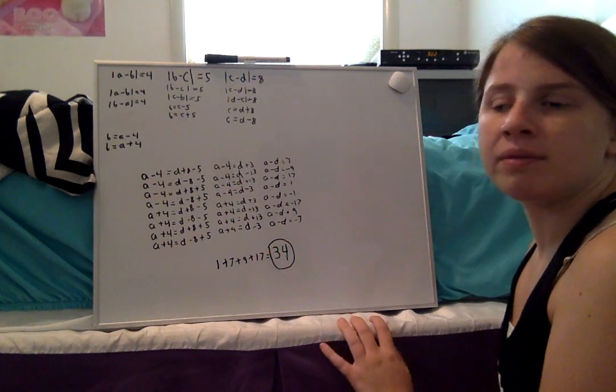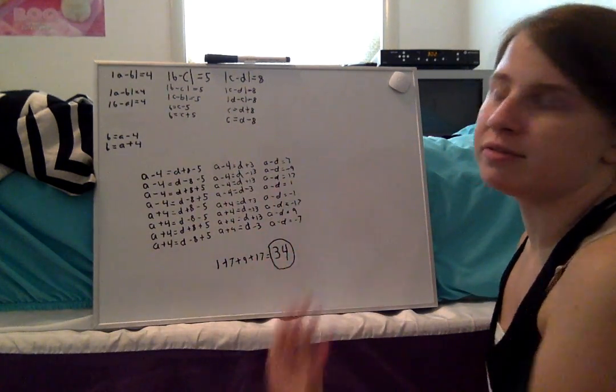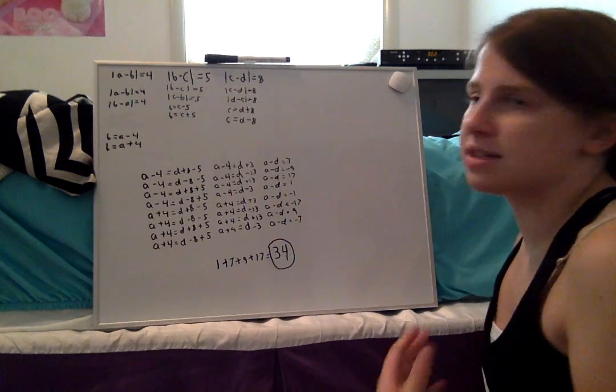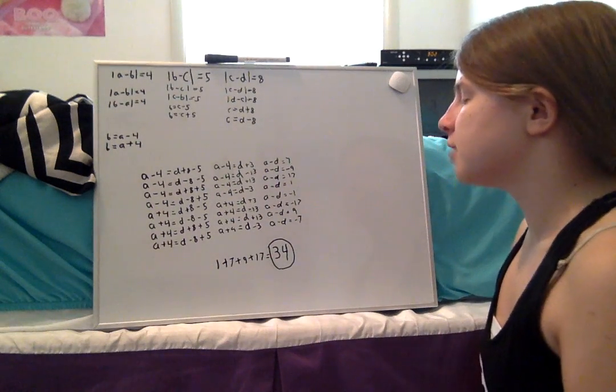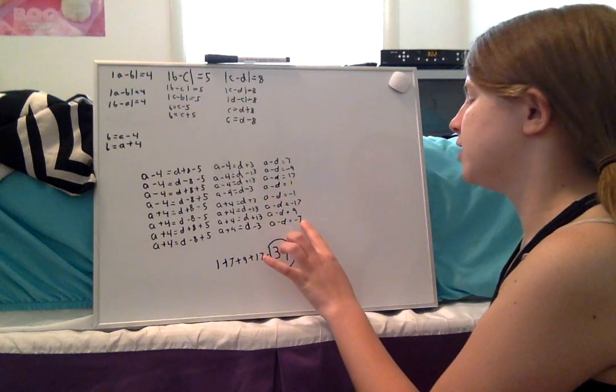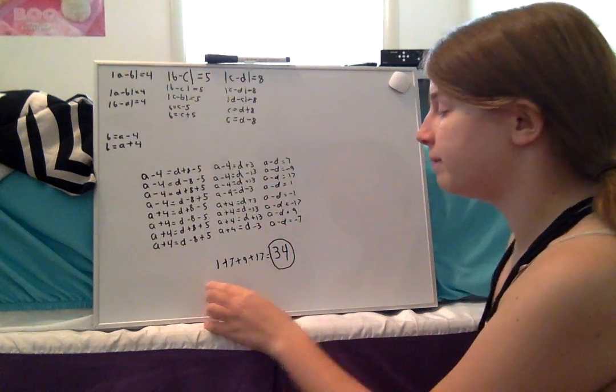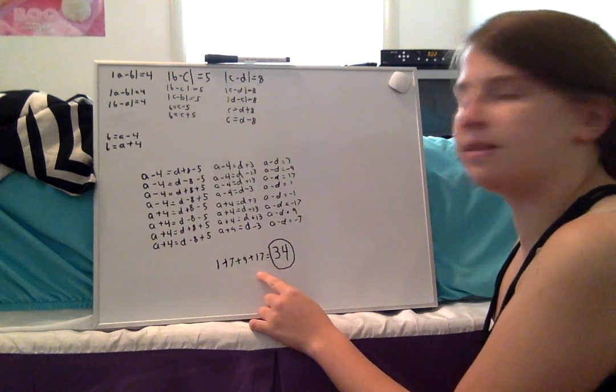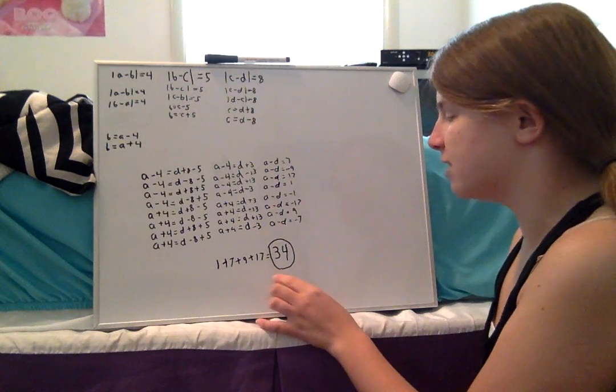And since we know that A minus D is the absolute value, we know that we're only going to have positive values for our answer. So we know that when we take the absolute value of all these, the answers that we have are 1, 7, 9, and 17, and we add those all together to get a final answer of 34.